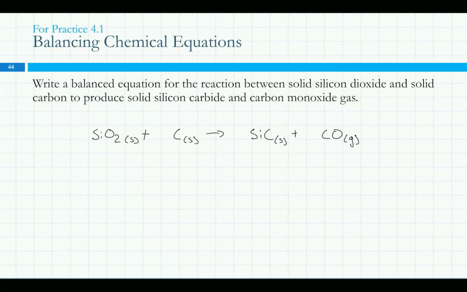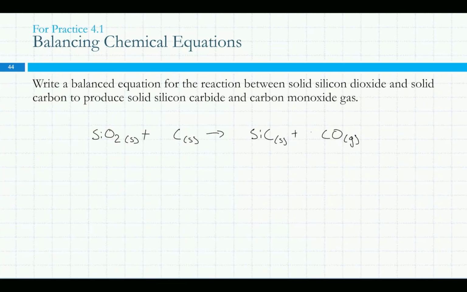Okay, so where should I start balancing this? Yeah, if we start with silicon, the very left one, silicon's already balanced. Oxygen, though, is a good second one to do. Why would I want to balance oxygen before I balance carbon? Carbon's by itself, and it's in two places over here. So if I change this, then it's going to change carbon, and I have to come back and change it again. We'll leave carbon for last.